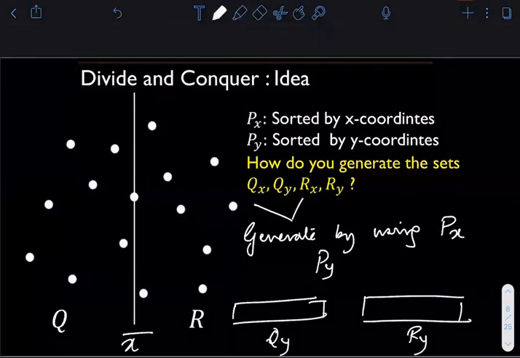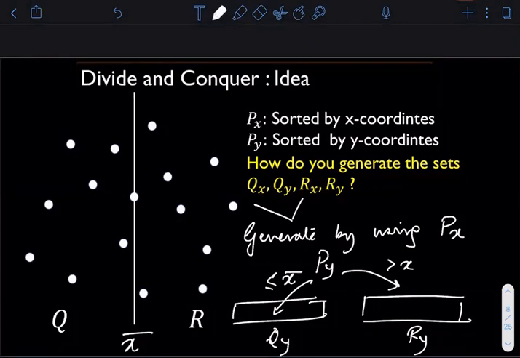I just check the x coordinate. If it's less than or equal to x bar, then I drop it here. If it's more, then I drop it here. But remember, because Py was sorted, I don't have to care about the ordering. The individual Qy and Ry will still maintain the relative order.